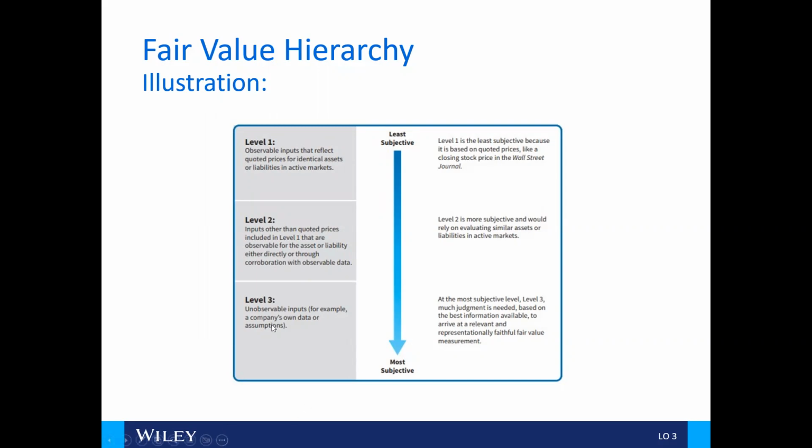For level 3, I'm relying solely on the company's data. We're using the best information available, but again, this is the most subjective because it requires a lot of judgment. Now, if I don't have anything from level 1 or level 2, then I've got to take level 3. But if I have something for level 1, then I should use it over the level 3 information.